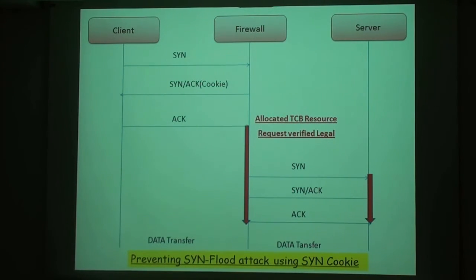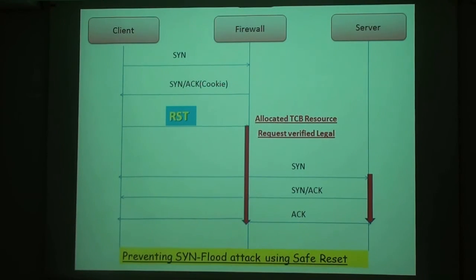After the client receives the SYN ACK packet, it sends an ACK back to the server for final acknowledgement. If the results are the same, that is the serial number, the firewall then goes ahead and allocates TCB resources, if not, it discards the packet, assuming it is an invalid client. Hence, the firewall here acts as a proxy between client and server. Another technique in preventing this attack is using safe reset.